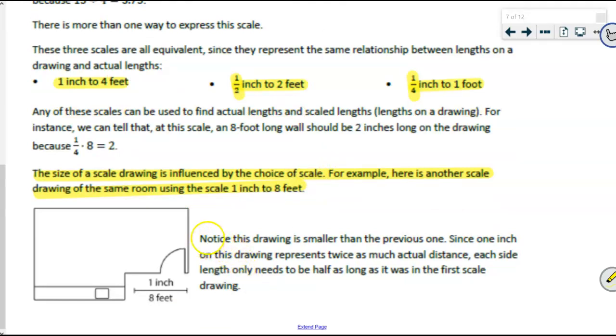Notice this drawing is smaller than the previous one. Since 1 inch on this drawing represents twice as much actual distance, each side length only needs to be half as long as it was in the first scale drawing. Here is your cool down.